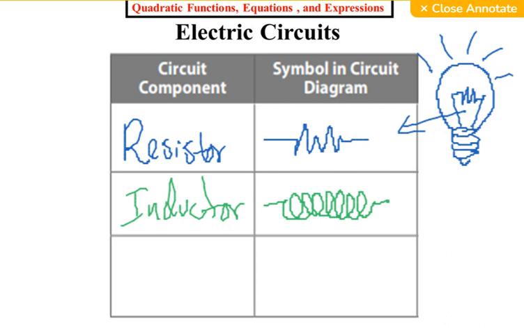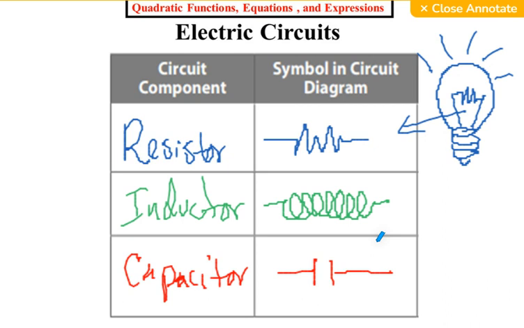And the last one is known as a capacitor. Capacitor. And the symbol looks like this. And if you notice, it starts, and all of a sudden it stops, and then it starts. And the reason it's like that is because the job of a capacitor is like this, letting electricity go by, but not letting it return.